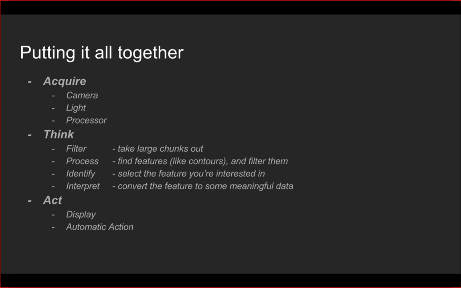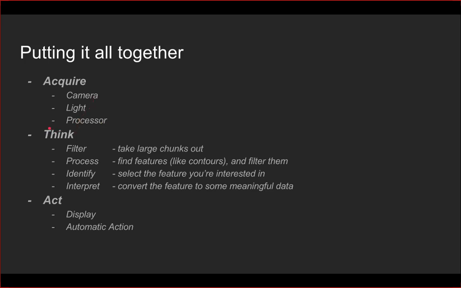So putting this all together, we have our three main stages: the acquire stage, the thinking stage, and the acting stage. The acquire stage is where we take our camera and lights and our processor and put them all together. A processor isn't needed if you're just doing it on the RoboRio, or the processor and your camera can be one and the same if you're using something like a camera module for a Raspberry Pi, or if you're using a phone or something like that.